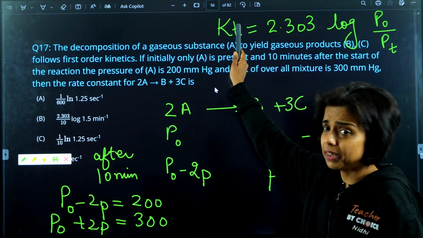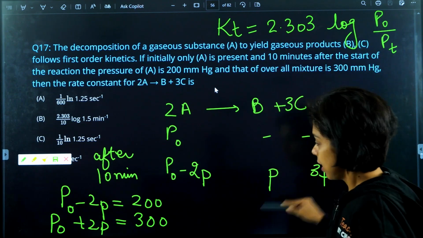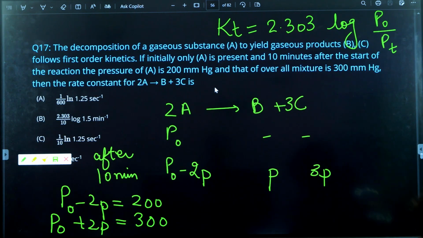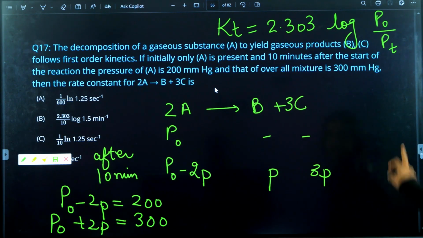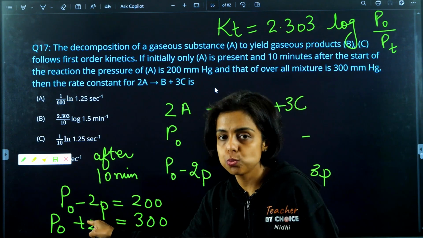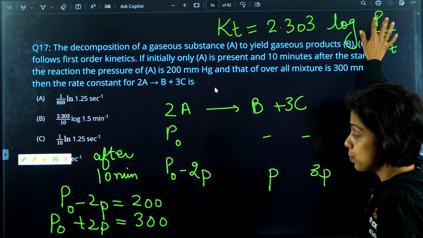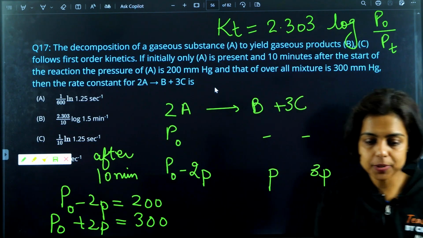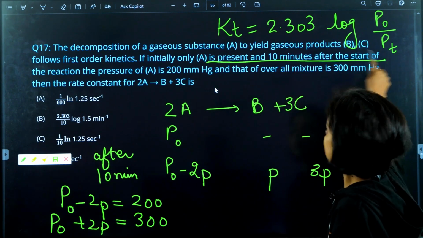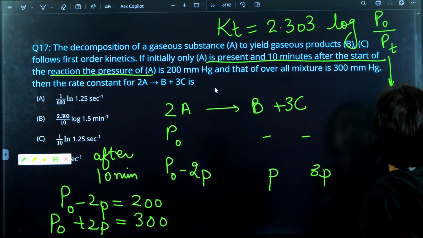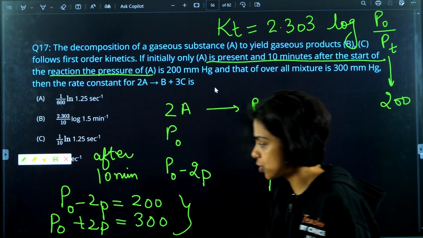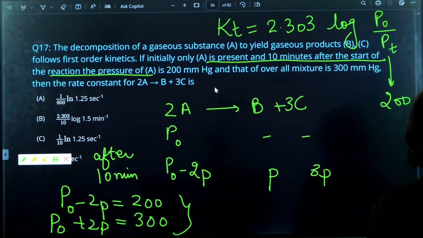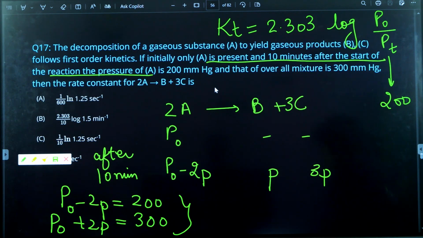t is the 10 minutes. After 10 minutes, what is the pressure of A? You are supposed to put the pressure of A, that is P naught minus 2P. The pressure of A initially is P naught, and after 10 minutes it is already given as 200. So this you already know. P naught you can calculate using these two equations, and after solving, you can get the k value. Very simple question, nothing difficult. A straightforward question using the equations of first order kinetics, right guys?